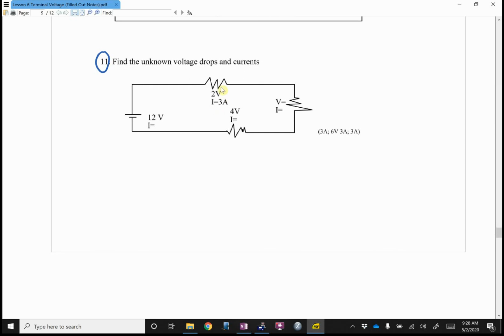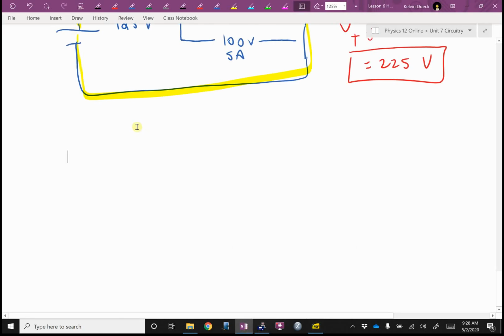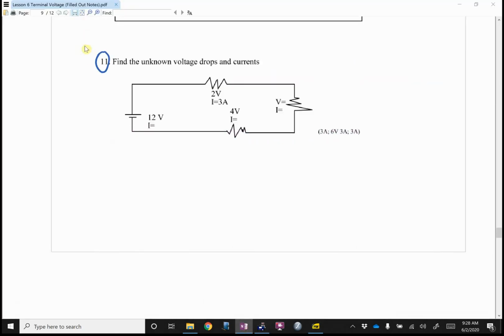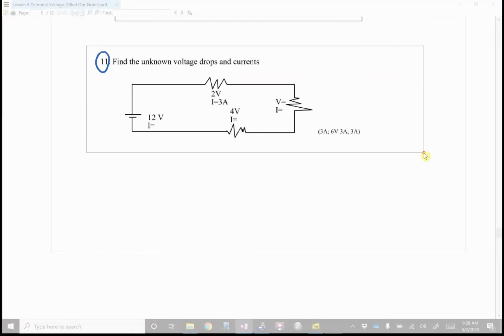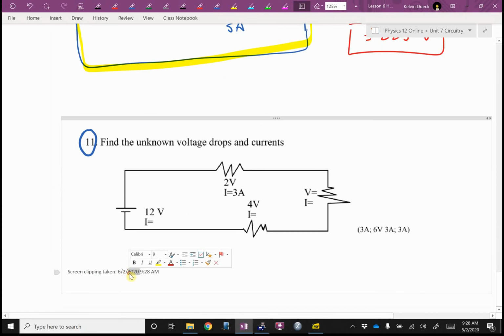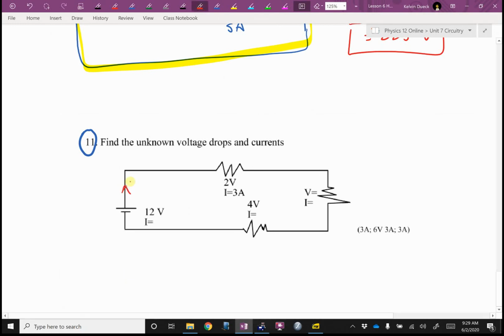Number 11, the fact that they gave me 2 things, I think this question's going to fall apart. Let's see. I've been forgetting to label downhill, haven't I? Step 1, label downhill. Step 2, find total current. Hey, 3 amps. So that means there's 3 amps going through there, through there, and through there.